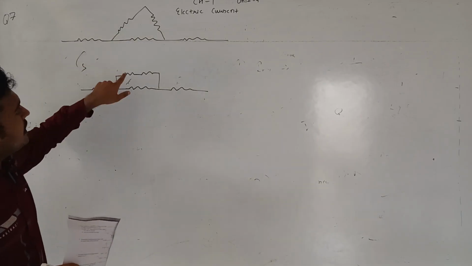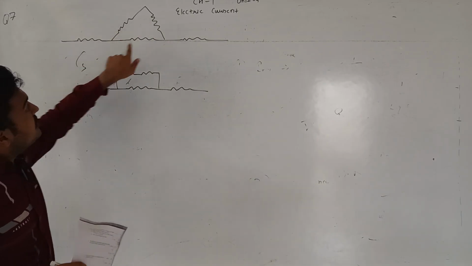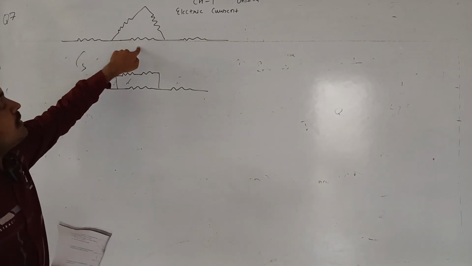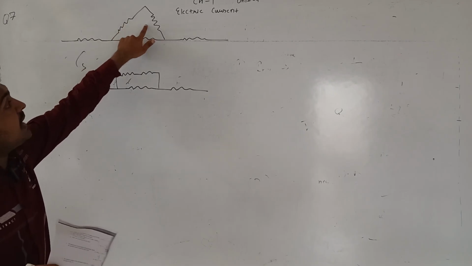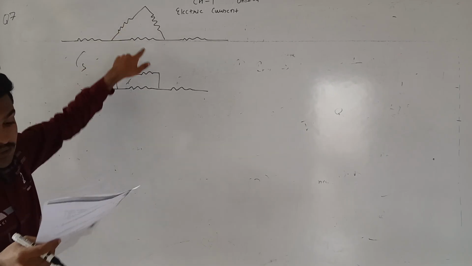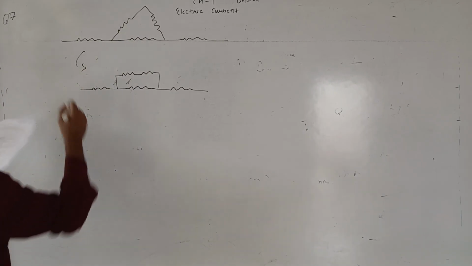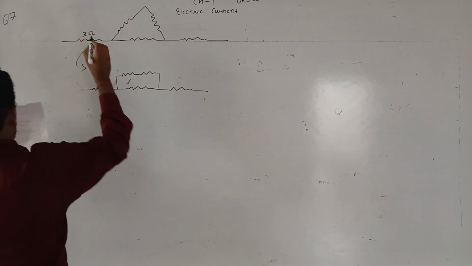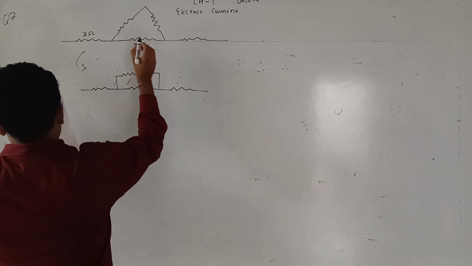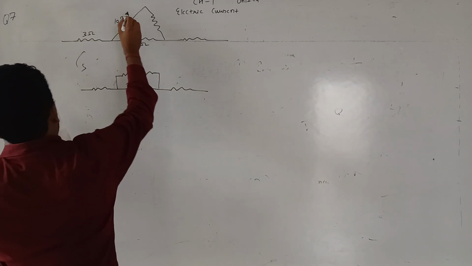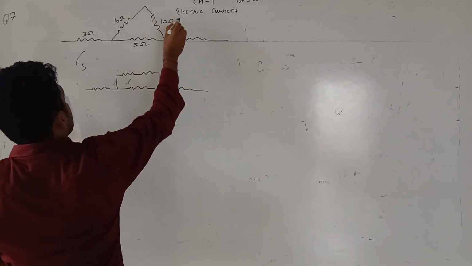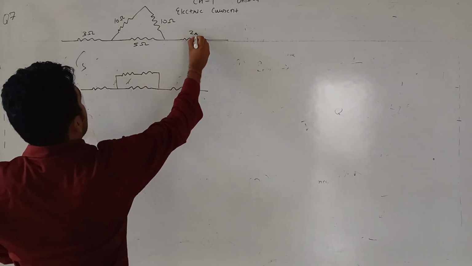So these 2 are in parallel to each other. The 2 resistances are parallel to each other, in series with each other, and it is in parallel with the third resistance. So here it is 3 ohm, so it is 5 ohm, it is 10 ohms, and this is again 10 ohms, and this is 2 ohms.